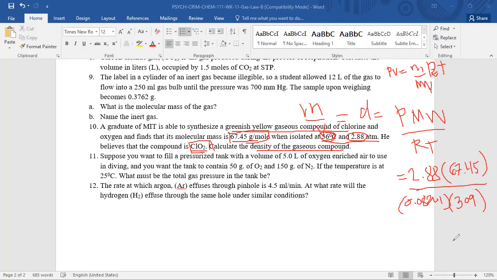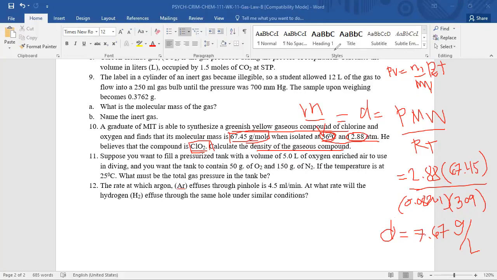So, magiging sagot dyan, yung density ng ating unknown for number 10 is 7.67. Ano yung unit? Gram per liter. Okay? So, ayan. Last two questions tayo. Then, clear natin. I hope I take ninyo.